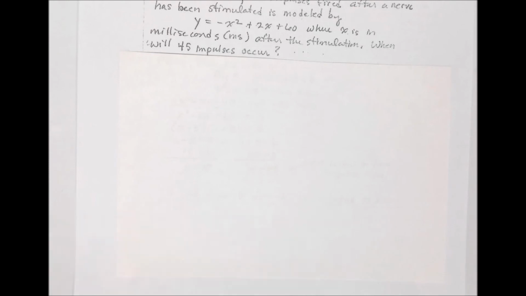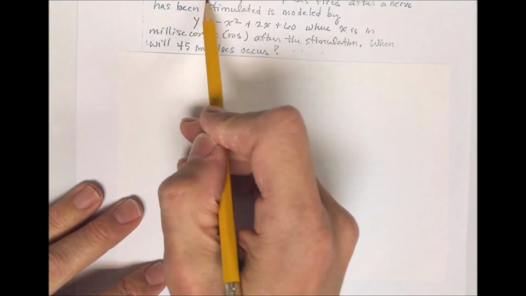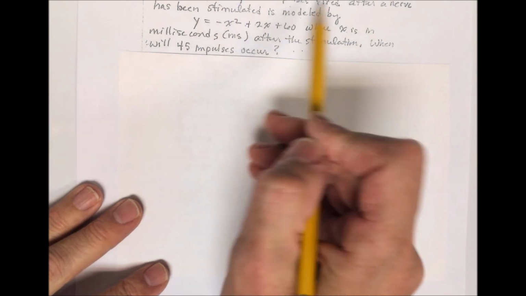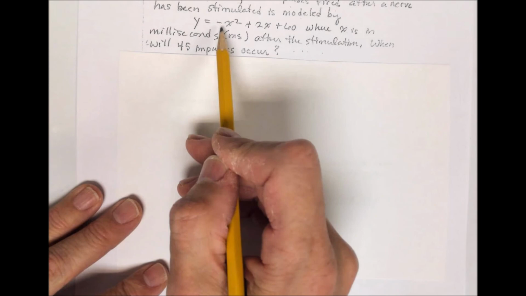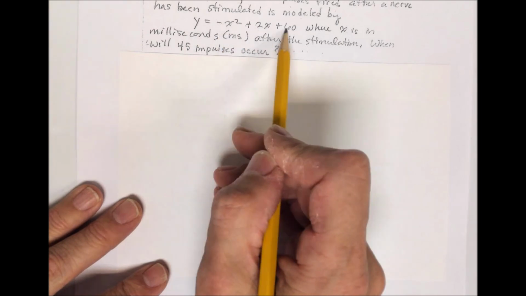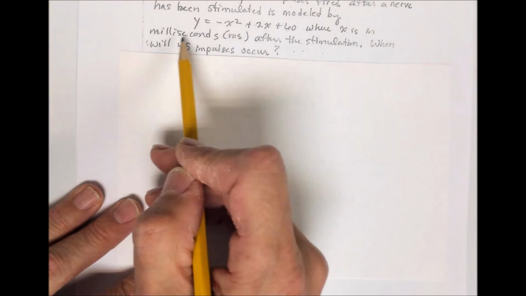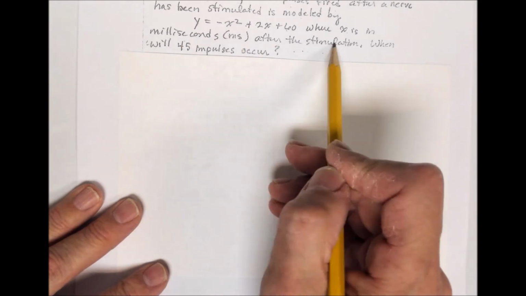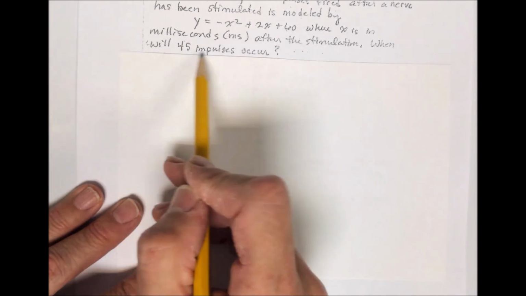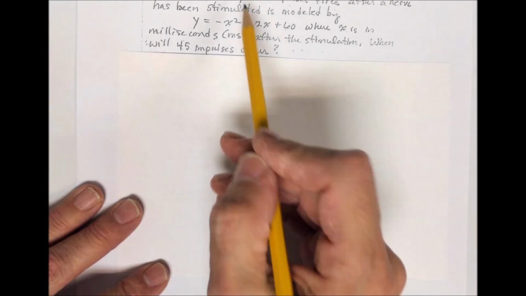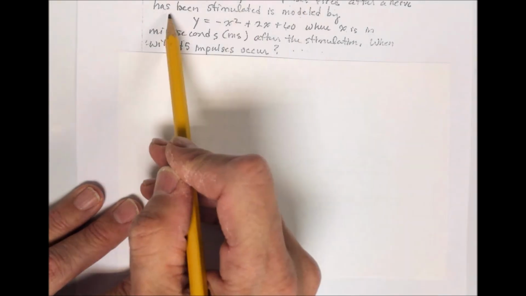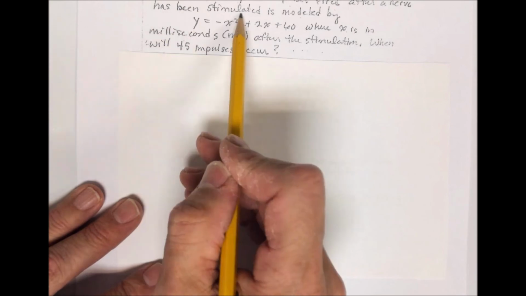So in this case, it says the number y of impulses fired after a nerve has been stimulated is modeled by y equals the opposite of x squared plus 2x plus 60, where x is in milliseconds after the stimulation. Okay, when will 45 impulses occur? So somewhere, somebody has done some research, and I guess that they have done enough tests that they have determined that the number of impulses fired by a nerve, after a nerve has been stimulated, is modeled with this equation.